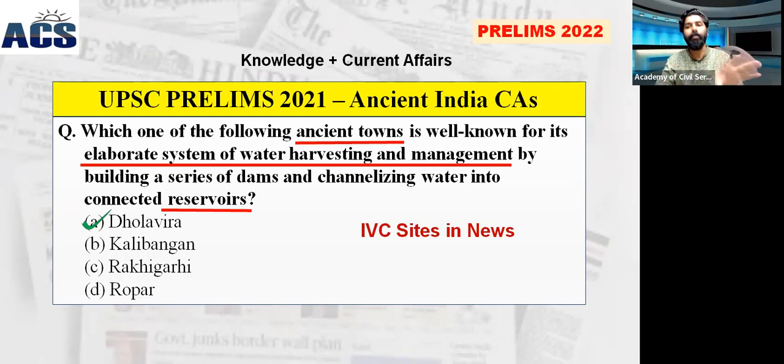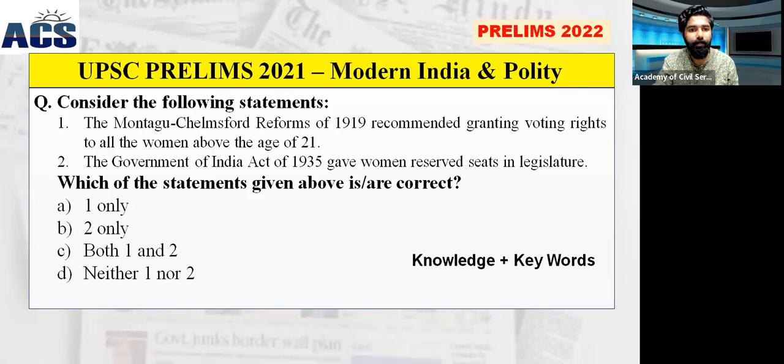Similarly, I would suggest for this year's prelims, please study Rakhigarhi as well as Kalibangan. Kalibangan is important because it is one of the oldest sites, and Rakhigarhi was recently in the news. It is located in Haryana, so we can expect location-based questions, or river-based questions along with the sites. Rakhigarhi you have to study for this year's prelims.